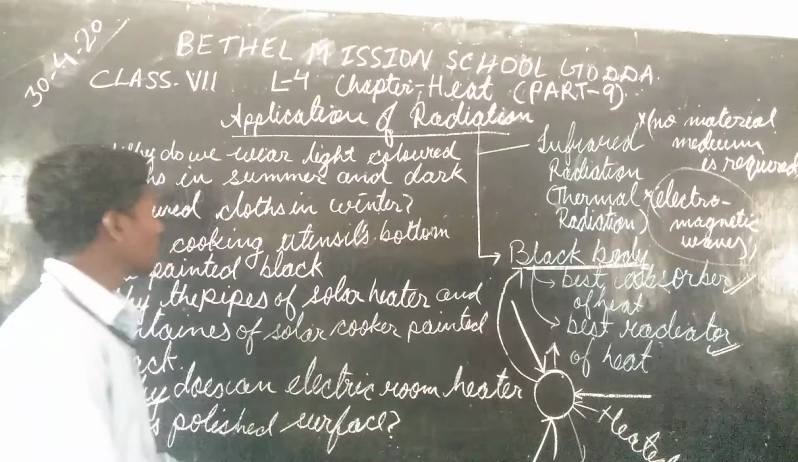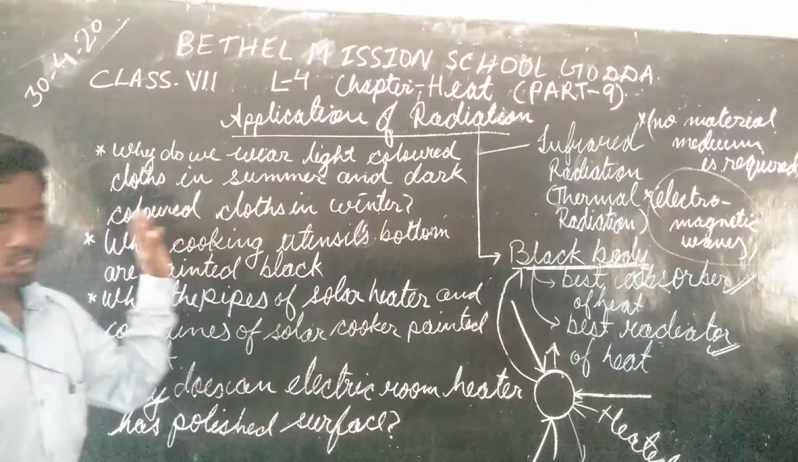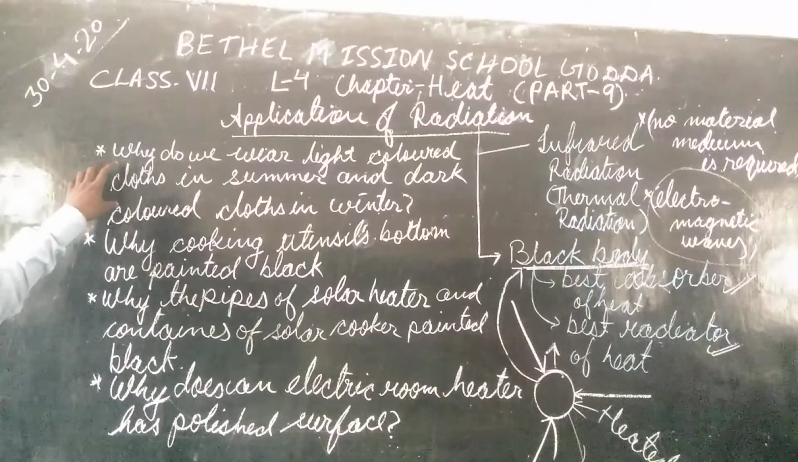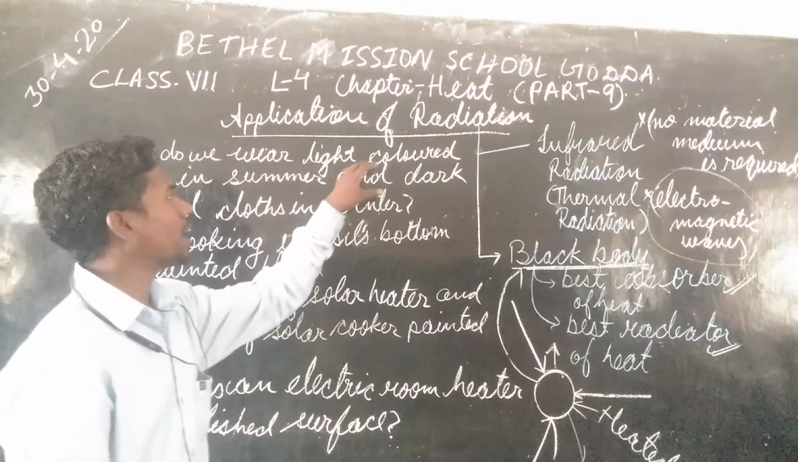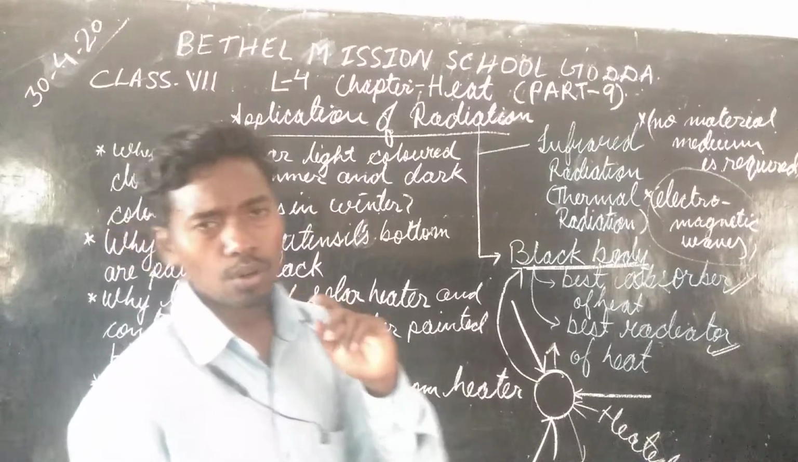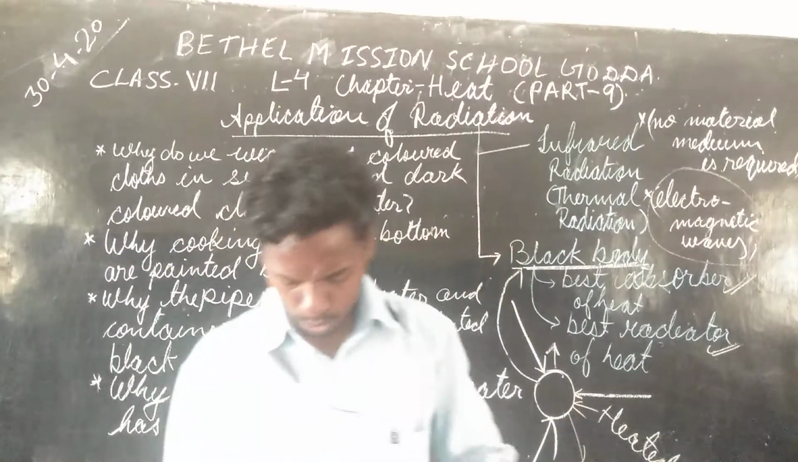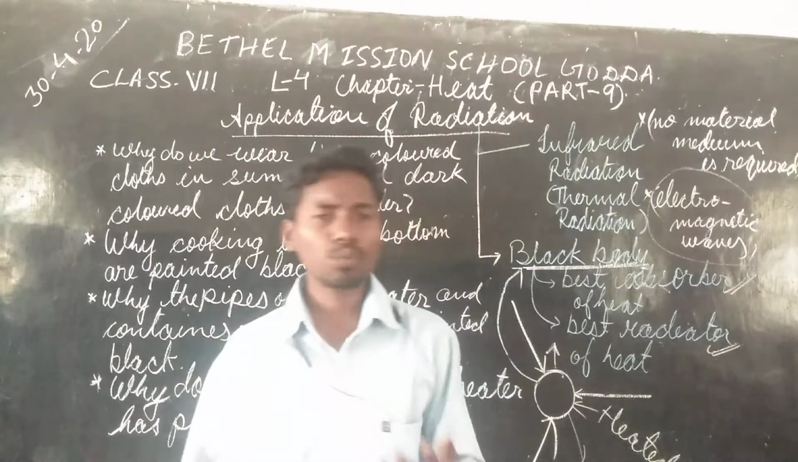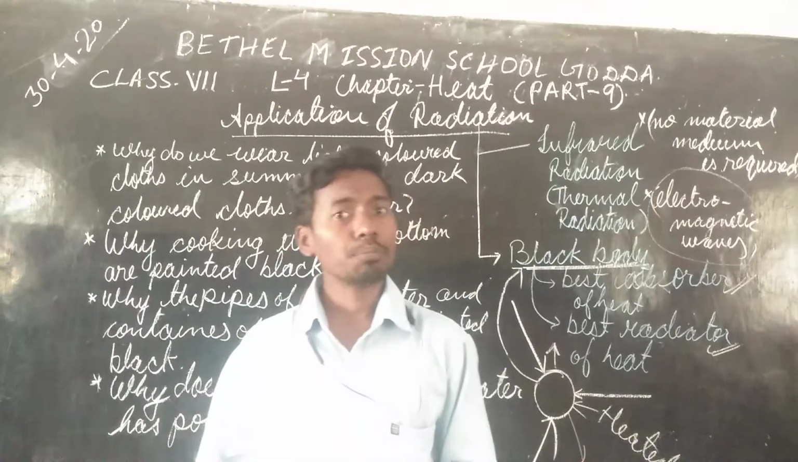Okay, now let's go through some of the examples. Questions. Why do we wear light colored clothes in summer? For example, this is a light colored cloth and it is summer. So why do we wear light colored clothes in summer?